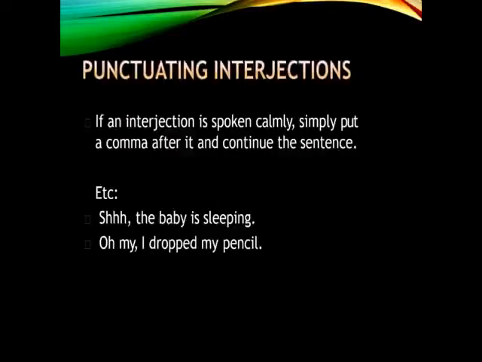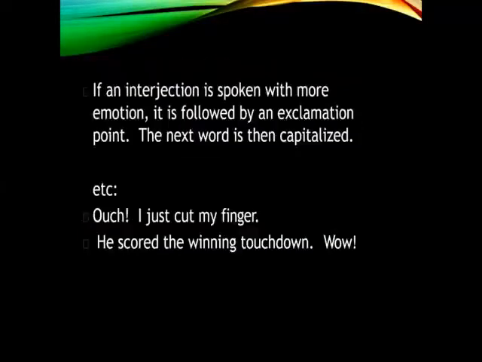Punctuating interjections. If an interjection is spoken calmly, simply put a comma after it and continue the sentence. For example, shh, the baby is sleeping. Oh my, I dropped my pencil. If an interjection is spoken with more emotion, it is followed by an exclamation point. The next word is then capitalized. Ouch! I just cut my finger.